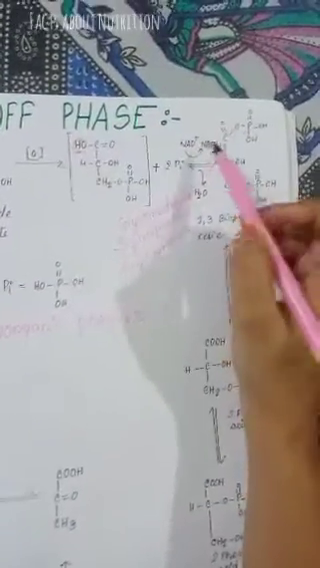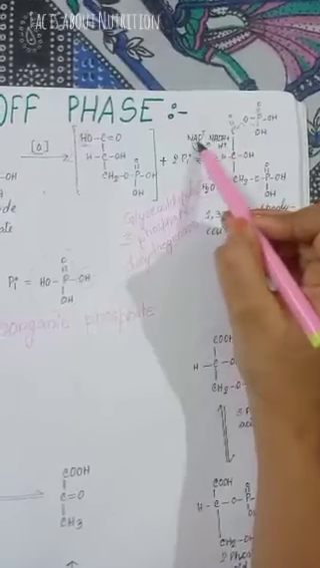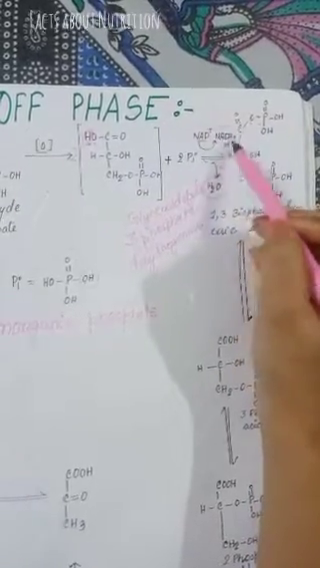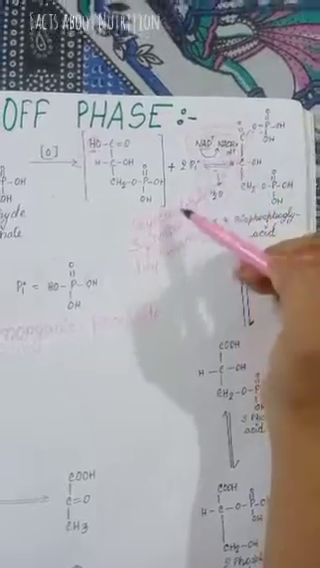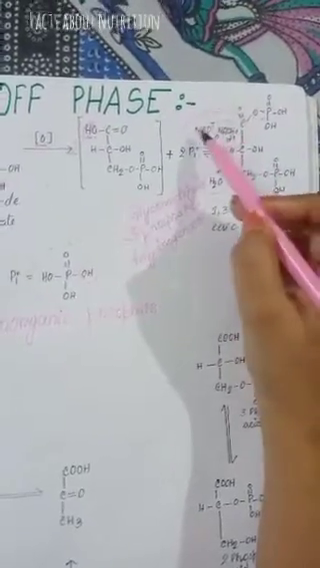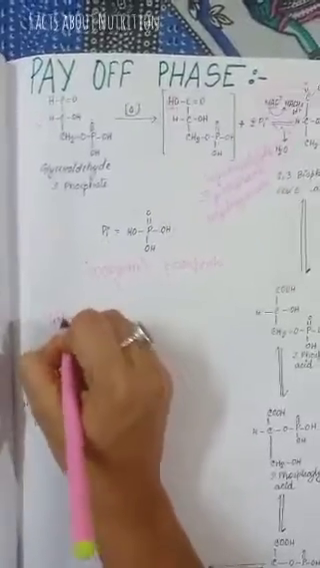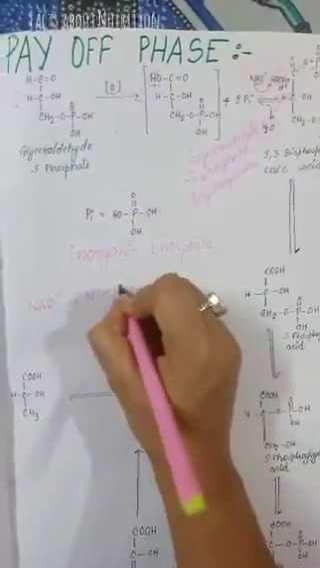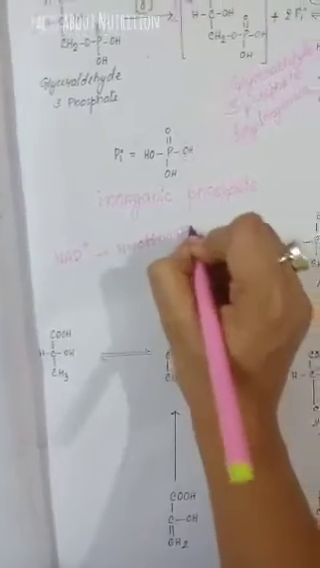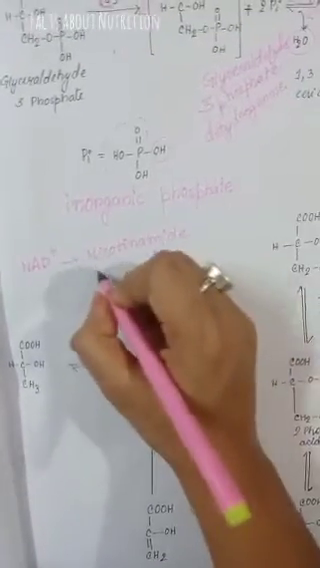Now here NAD plus is converted to NADH plus H plus. So this is the coenzyme that is required over here beside the enzyme. The full form of NAD plus, it is nicotinamide adenine dinucleotide.